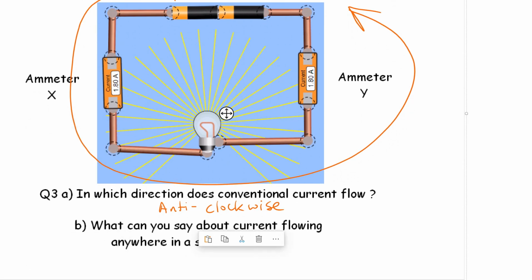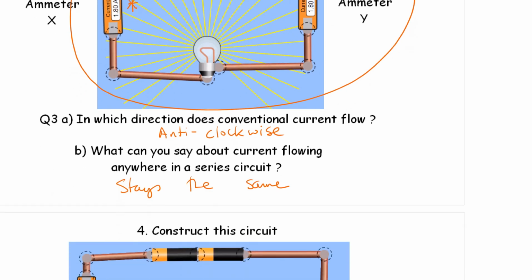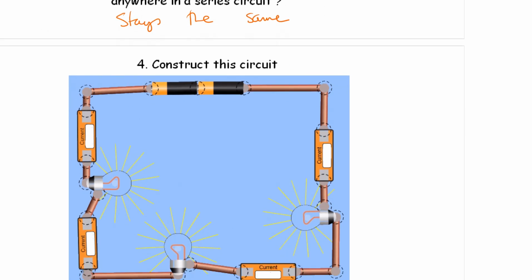But what can you say about current flowing anywhere in the circuit? It stays the same. Look now, we've still got 1.80 amps here at ammeter X and 1.80 amps here. It's simple. Current stays the same anywhere in the circuit.